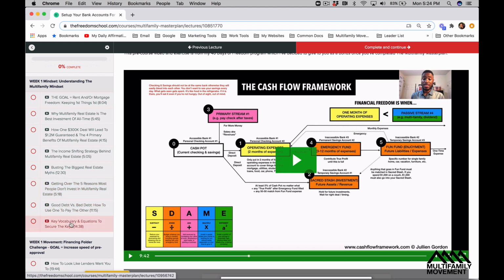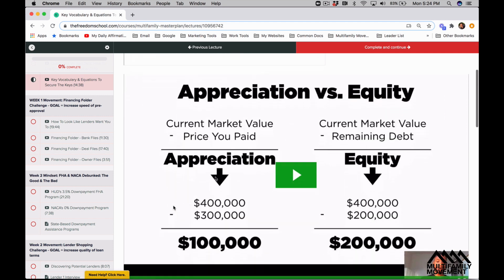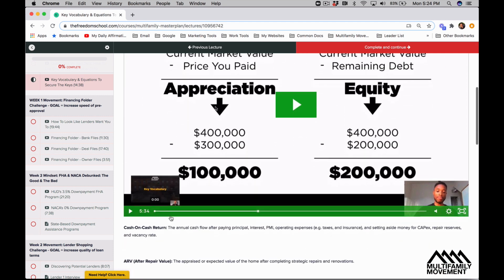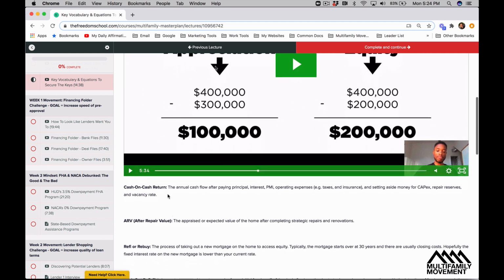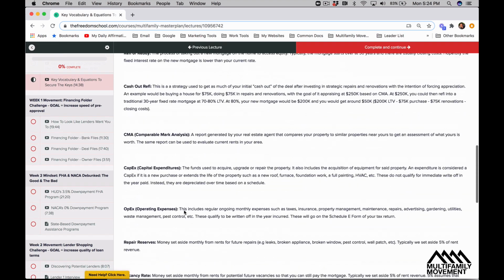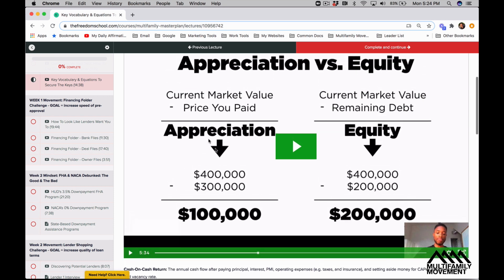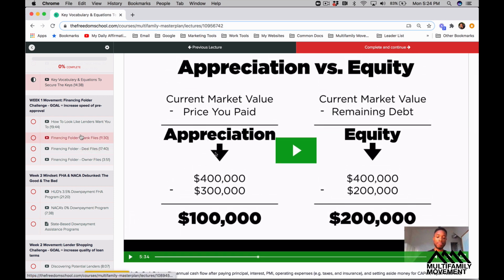Then I'm going to go into all of the vocabulary for multifamily real estate. So in this video, I go step by step through all of the vocabulary. You'll even see some of the definitions down here. There's all kinds of vocabulary that you're going to learn. When you're trying to get to a new level in life, you're likely going to have to learn a new language. So this is what that module is really all about.